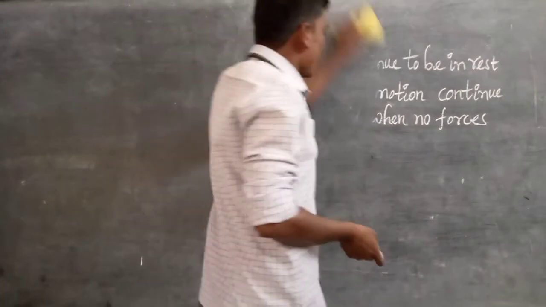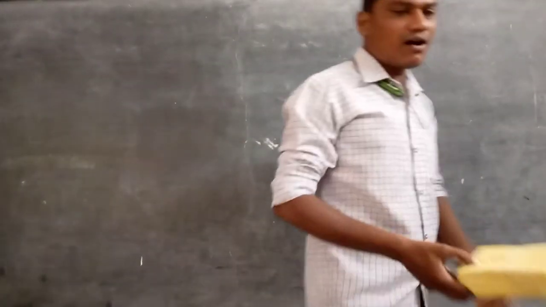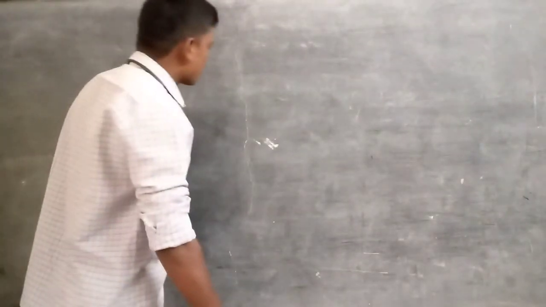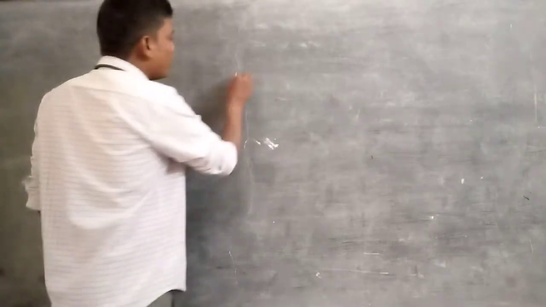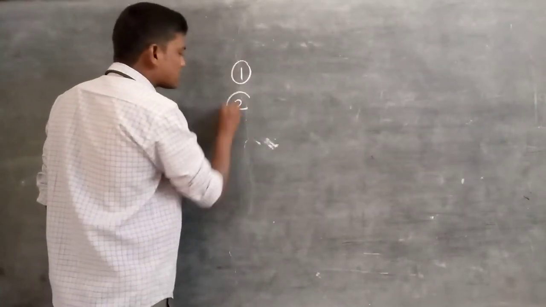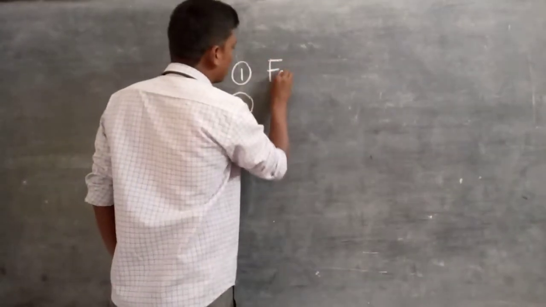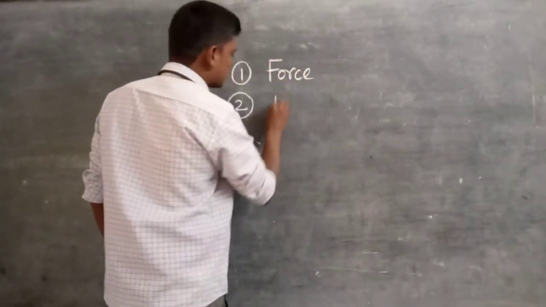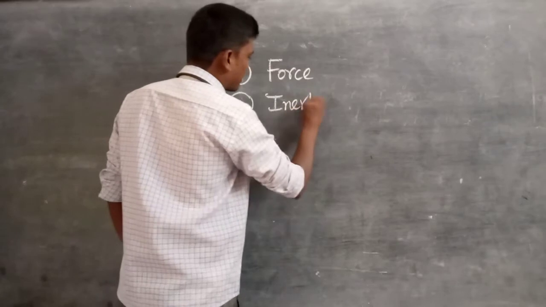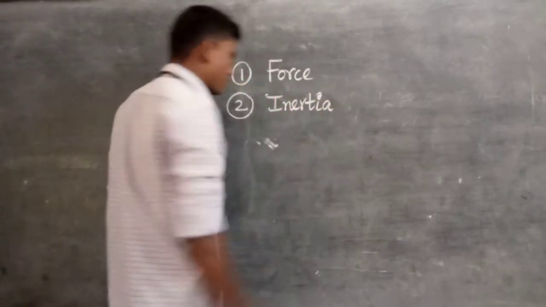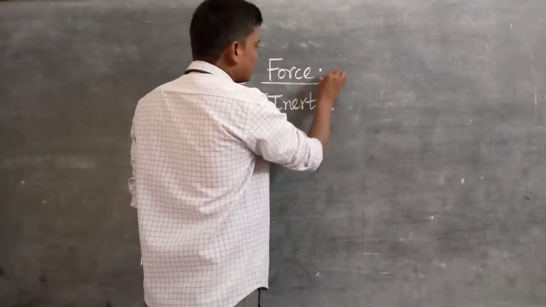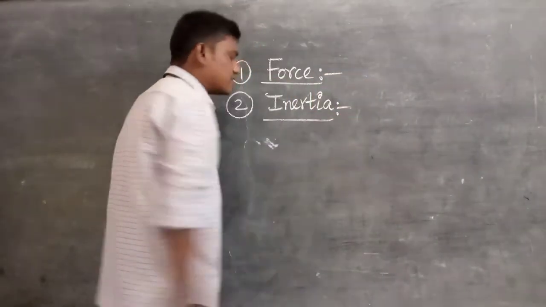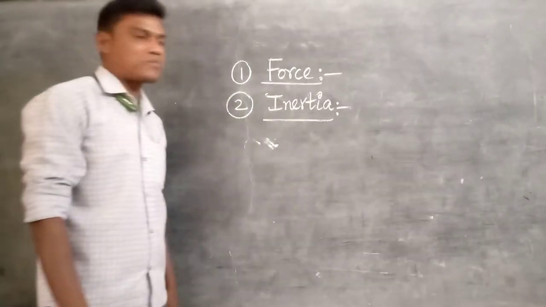So Newton's first law of motion is also called the law of inertia. Keep this in your mind, it is important for MCQs. After he proposed the first law, he gave two important ideas or definitions. The first one is force and the second one is inertia. So what is force and what is inertia? We are discussing this this time also.